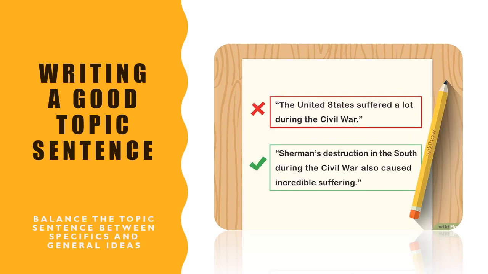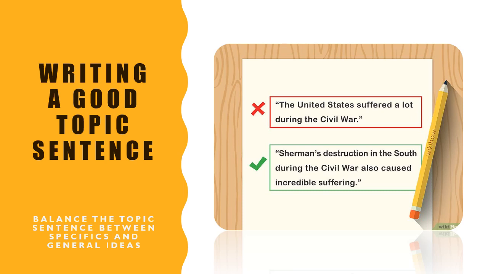Number two, balance the topic sentence between specifics and general ideas. The topic sentence needs to relate the paragraph to the thesis statement of the essay. However, you need to make sure that your topic sentence strikes a good balance between the broad and the narrow. Don't write too vague or general an idea, or you will never be able to discuss it in a single paragraph. So this is too general. The United States suffered a lot during the Civil War.